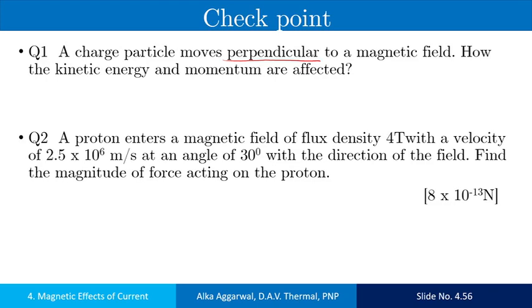Now the numerical. A proton enters a magnetic field of flux density 4 Tesla with a velocity of 2.5 times 10 to the power 6 meter per second at an angle of 30 degrees with the direction of the field. Find the magnitude of the force acting on the proton.